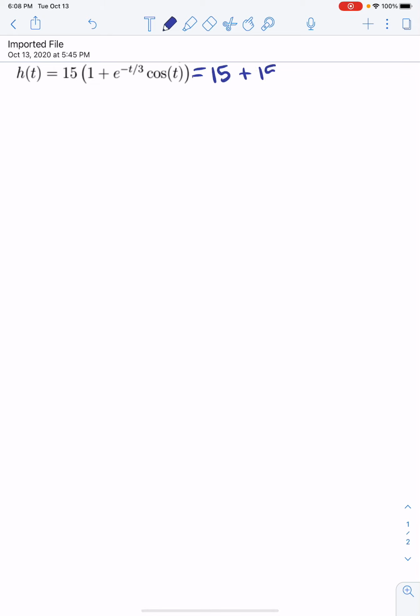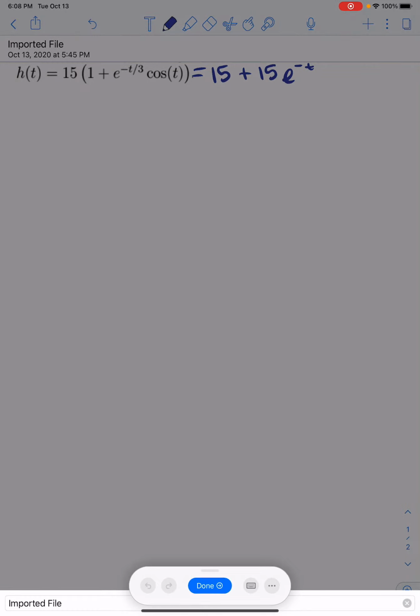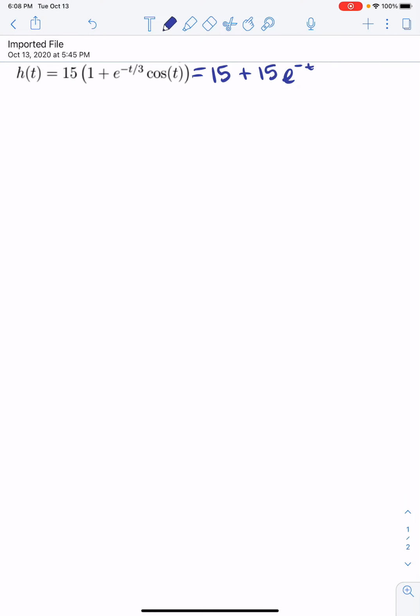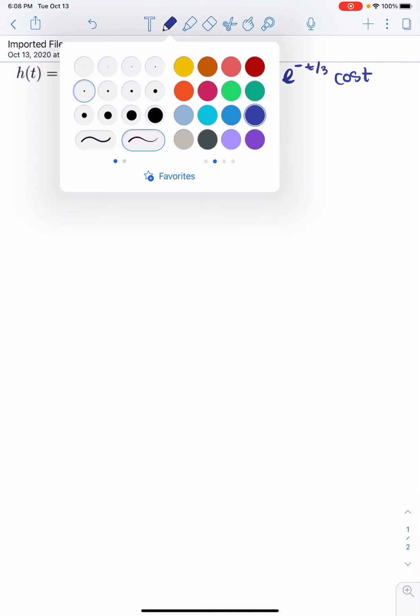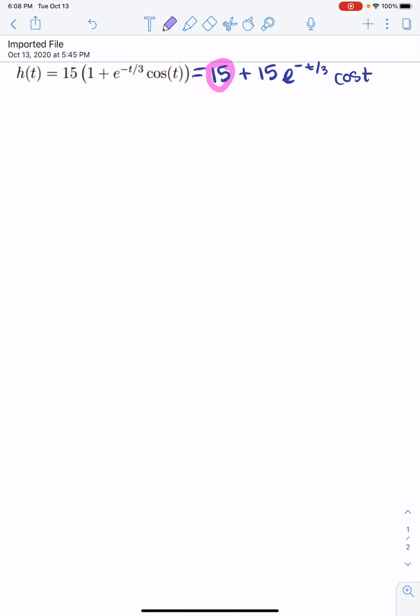So we could start by rewriting this as 15 plus 15 e to the minus t over 3 cosine t. And the purpose of that is just looking at this thing is a constant, right? And the derivative of a constant is 0. So when we take the derivative, that term is just going to go away. Okay, so if we now separate, let's call this f of t, and we can call this other part g of t.